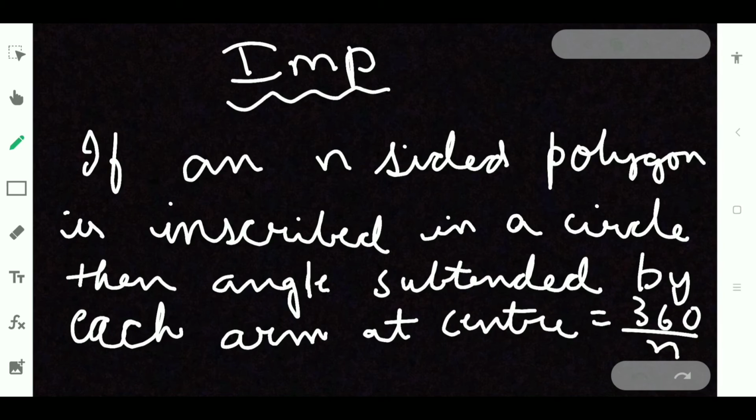So now we have a small important point: in a circle, if an n-sided regular polygon is inscribed, then the angle subtended by each side or each arm of this polygon at the center of the circle is equal to something. What does that mean? Just have a look at the statement. If an n-sided polygon is inscribed in a circle, then the angle subtended by each side of this polygon at the center of the circle is equal to 360 divided by n.